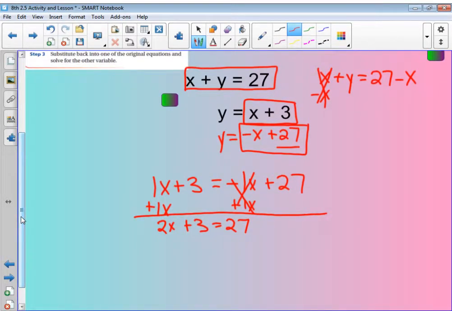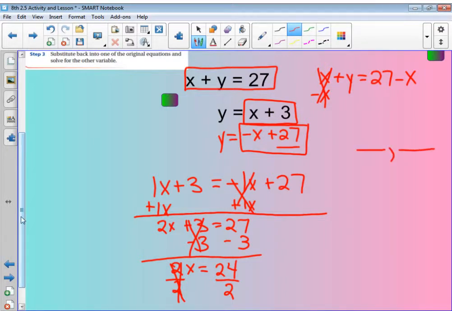Now get rid of our non-x, the constant number, by moving it to the other side. Minus 3 is the opposite of a positive 3, so minus 3. So I have 2x equals 27 minus 3, which is 24. Now we would divide by 2. Divide by 2. I just found out that for my xy system, 24 divided by 2 gives x equals 12. So my x is 12.